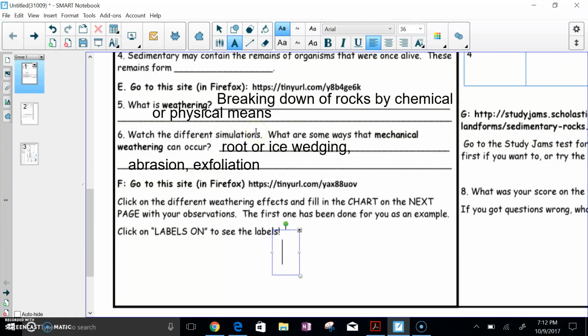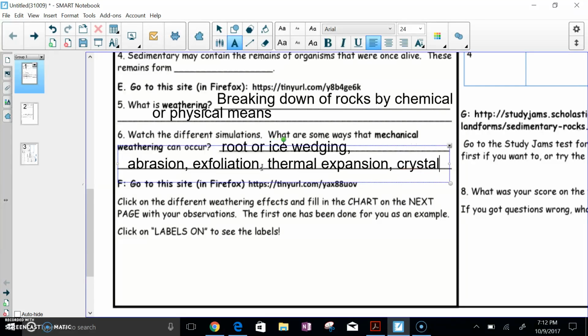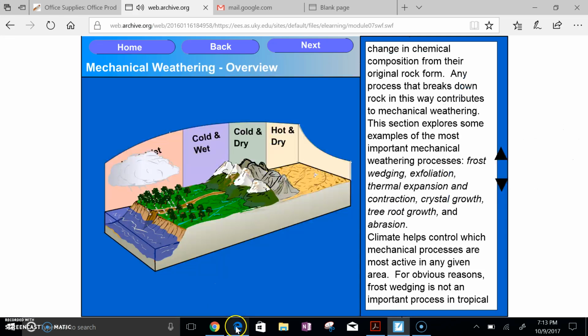Watch the different simulations. We haven't started that yet, but here, what are some ways that mechanical weathering can occur? So we have root or ice wedging. We have abrasion, exfoliation. We have thermal expansion. And crystal formation. Okay, so get those down, and then we're going to go back and look at a couple of the animations.